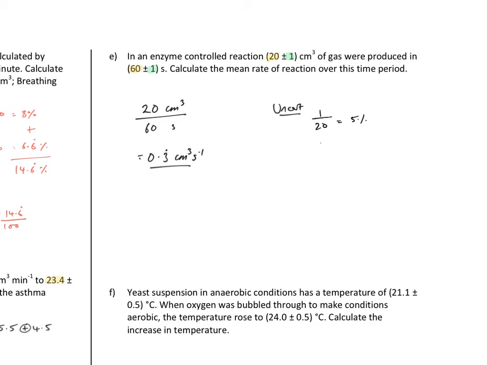And we've got 1 divided by 60 equals 1.6 recurring percent. Okay, and therefore, what do we do to those values? We add them together. Therefore, total uncertainty equals 6.6 recurring, and therefore the absolute uncertainty equals 0.3 recurring times 6.6 recurring. So it's a pain with the recurring percent.